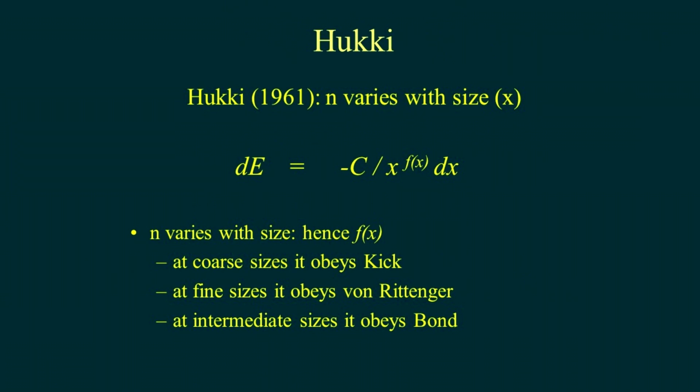Hooky, or Hucky, I'm not 100% certain how to pronounce his name, is a Scandinavian man. And in 1961, he said, yes, he agrees with Walker, with Charles and Holmes, that n is not constant, it varies. But he went further. He said it varies systematically as the particle size varies.